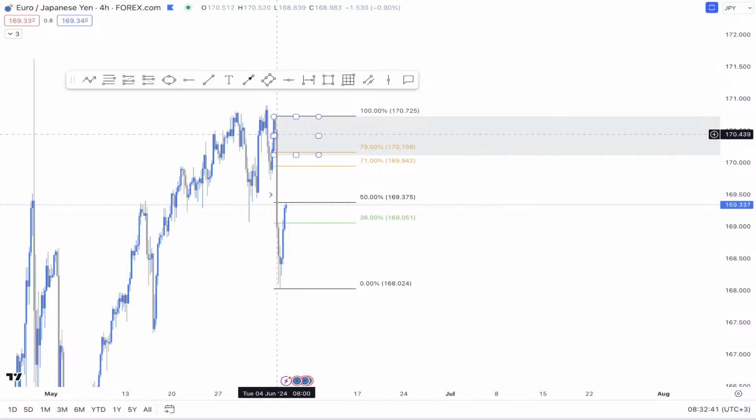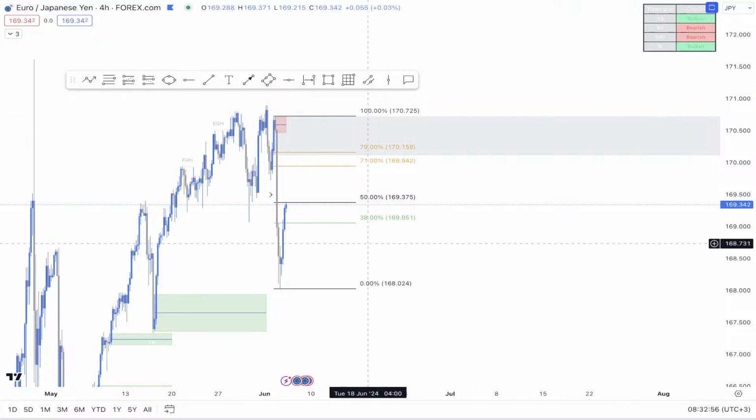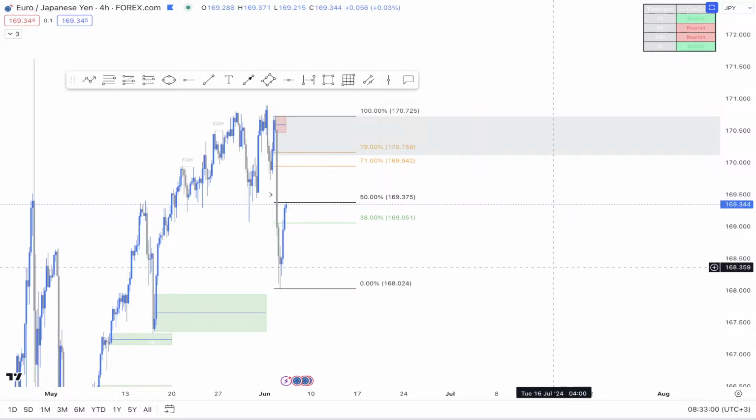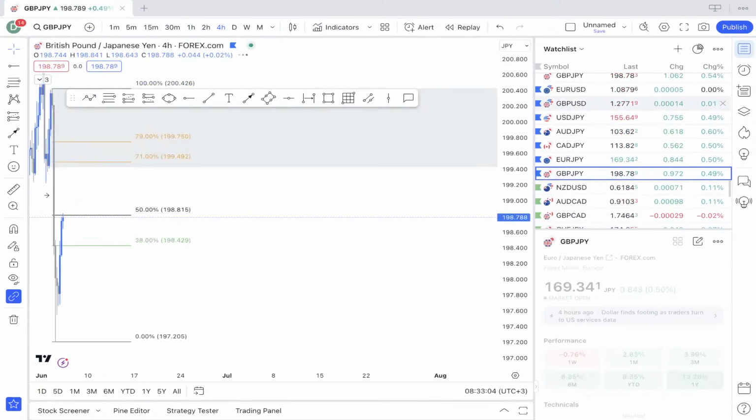Okay, textbook break towards the downside, imbalance was left behind. We have this unmitigated order block lining up with the premium area, as well as with this bearish trader order block. 4-hour once again bearish on the graph, and the pullback is looking pretty corrective as well. Okay, so we can see very similar setups on the yen pairs.